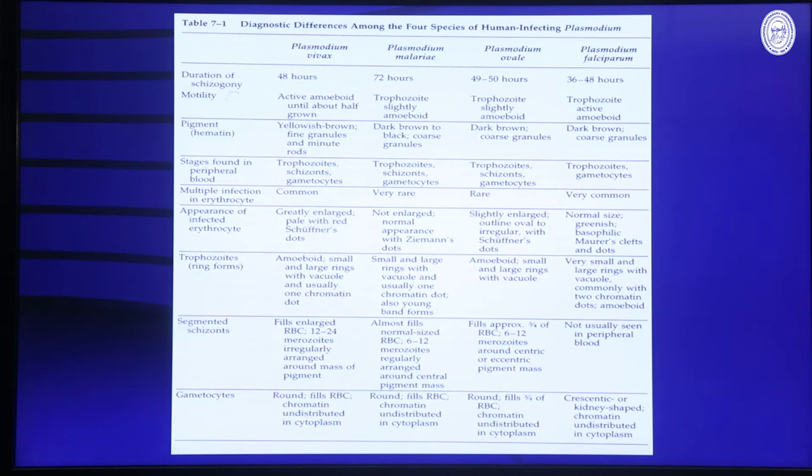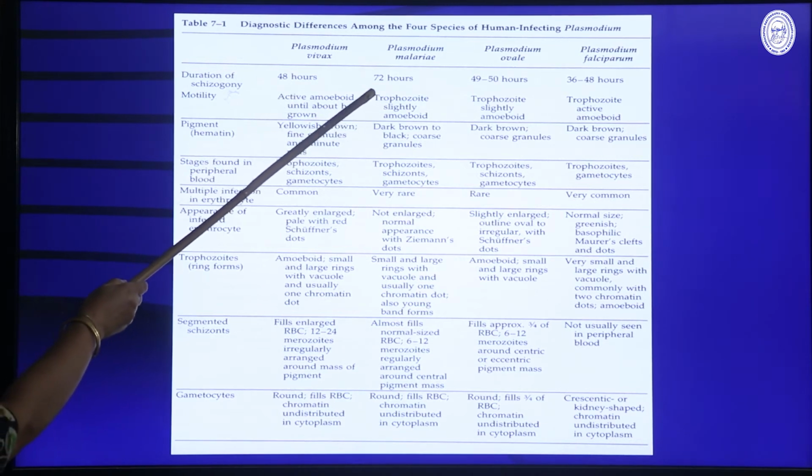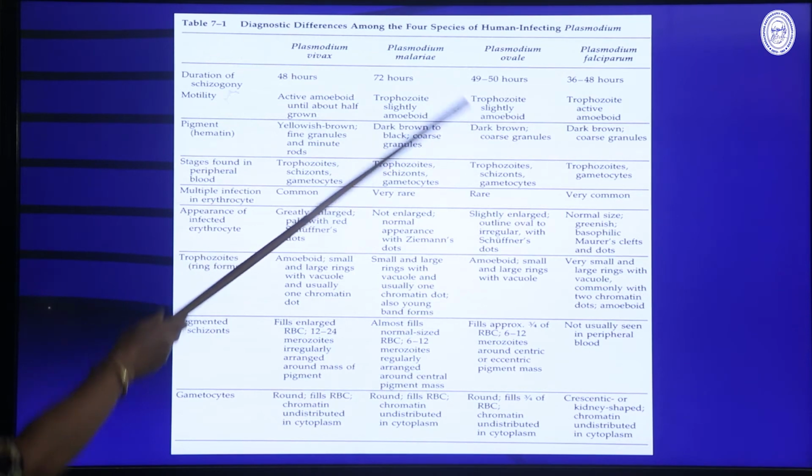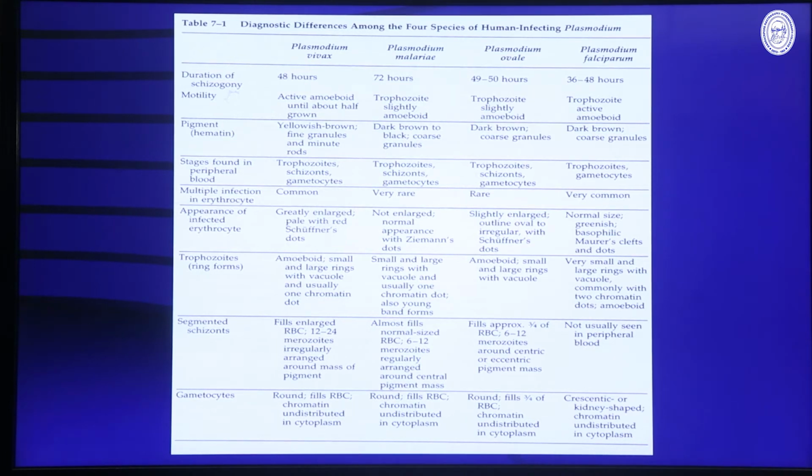Now, this time duration is very species specific, as I have told you. So, you can see the duration of the schizogony is 48 hours in the case of vivax. In the case of malariae it is 72 hours. In ovale it is 50 hours, and in the case of Plasmodium falciparum it is about 48 hours. Now, this is the motility chart you can see.